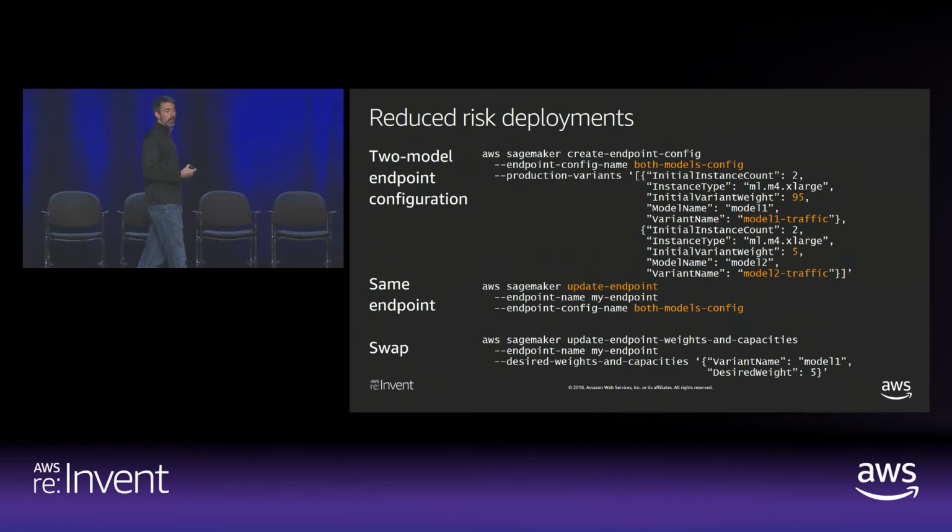So you can do update endpoint weights and capacities. And that API will actually adjust Model 1's weight down to, in this case, 5. So there's a weight of 5 on Model 1, a weight of 5 on Model 2. That means each of them will get 50% of the traffic.